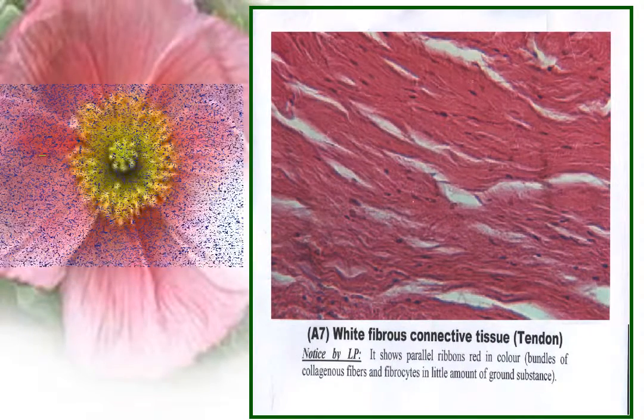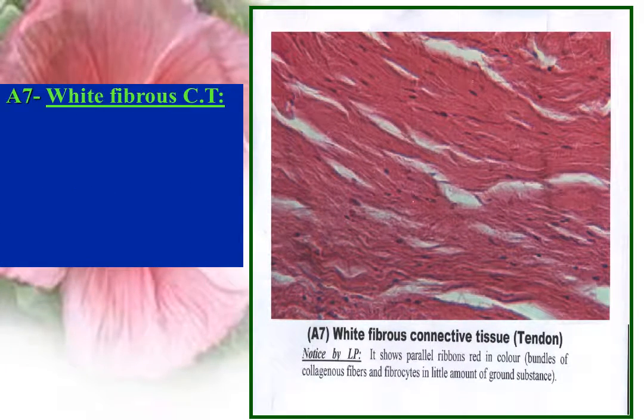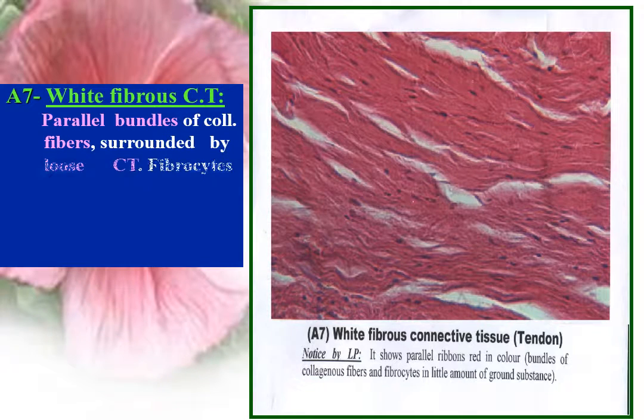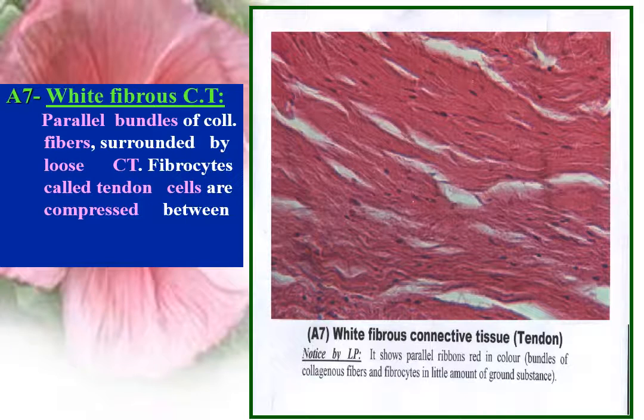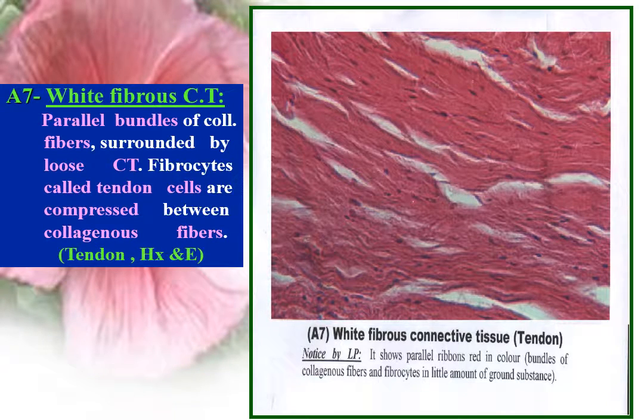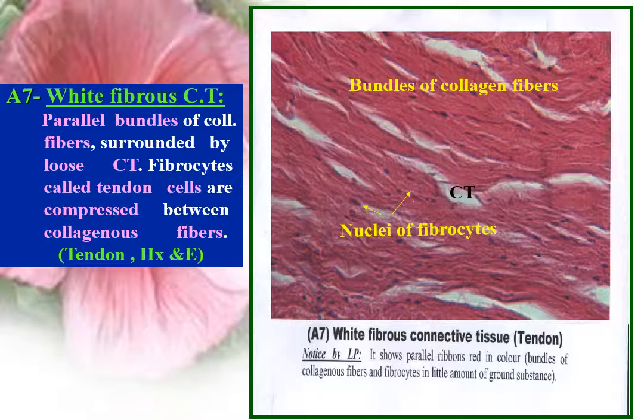White fibrous connective tissue is a dense regular connective tissue. An example, tendon stained with hematoxylin and eosin, formed of parallel bundles of collagenous fibers surrounded by loose connective tissue. Fibrocytes, called tendon cells, are compressed between the collagenous fibers.